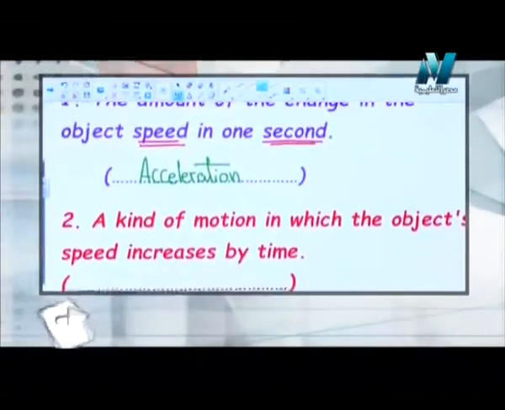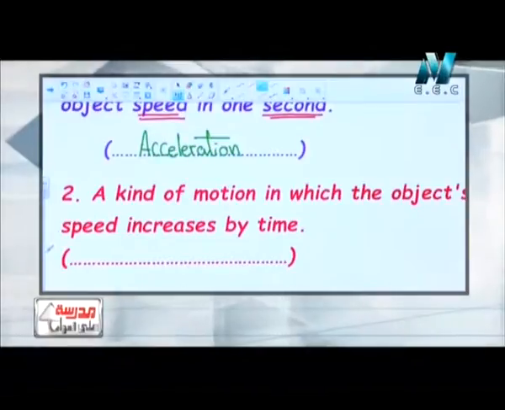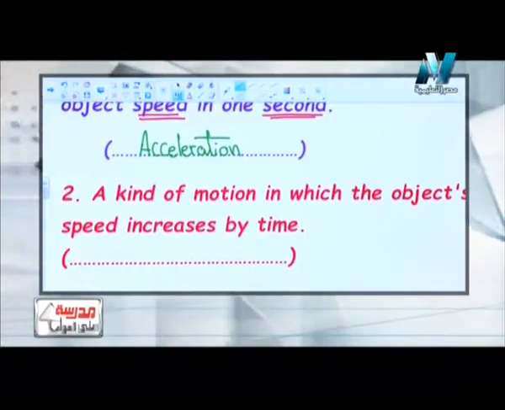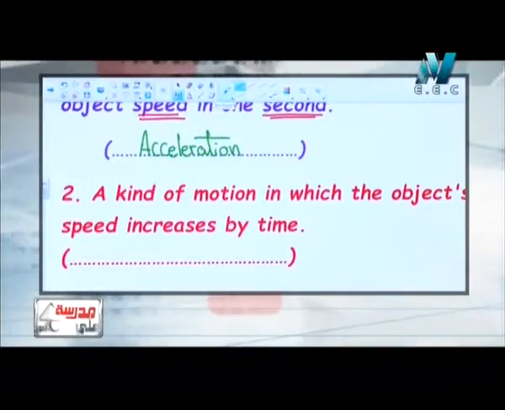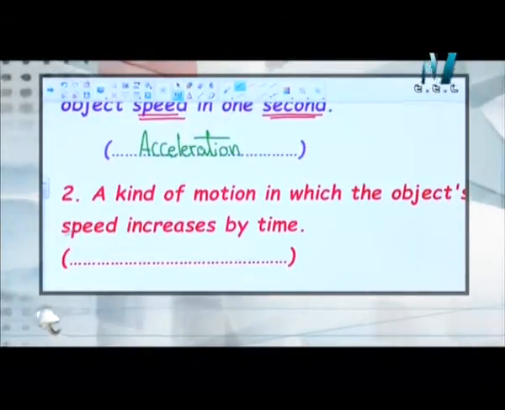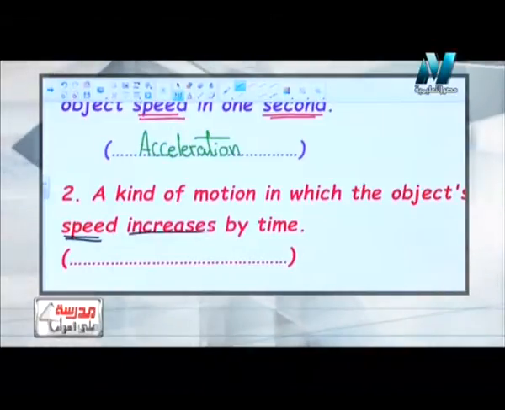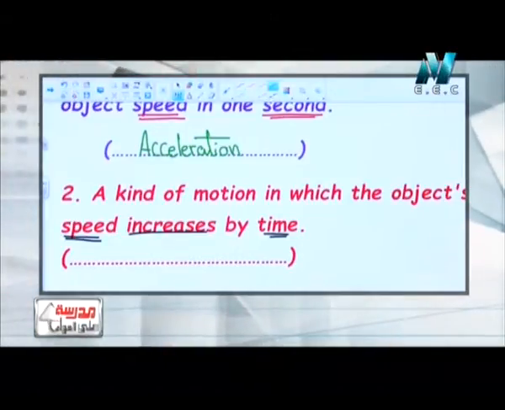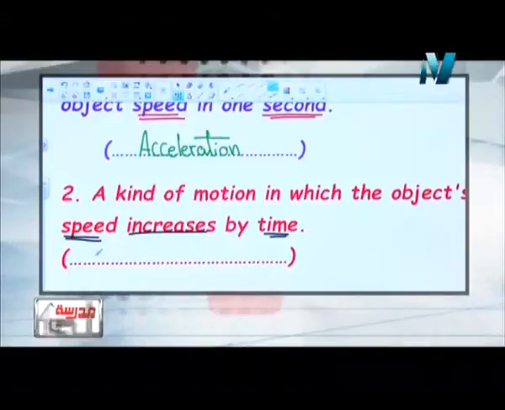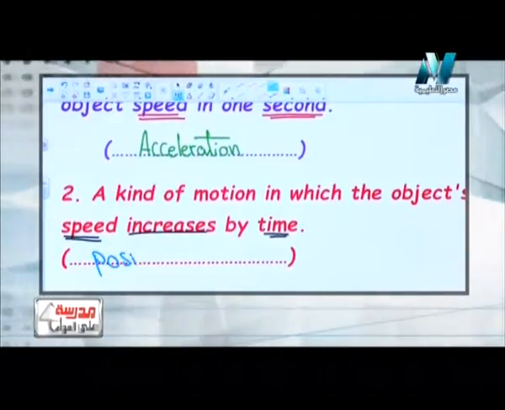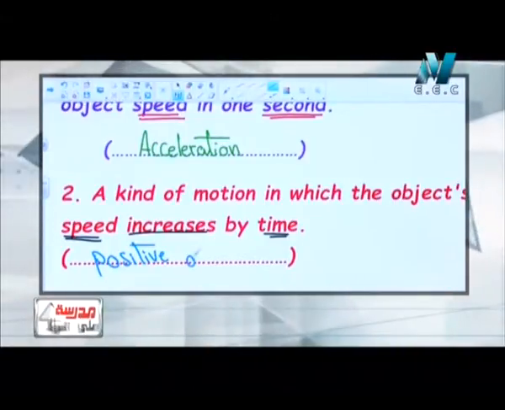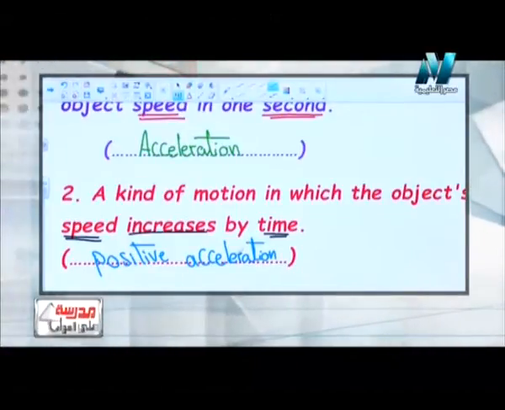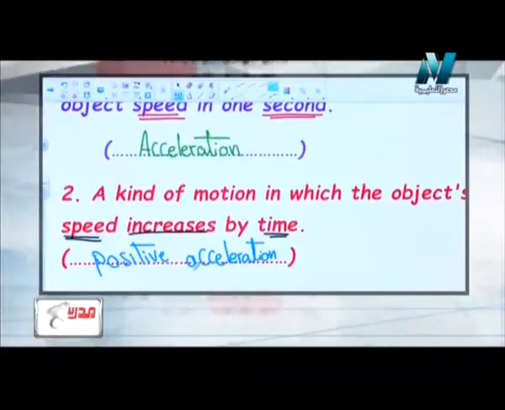Okay. A kind of motion in which the object's speed increases by time. We have speed increases, and time. So what do we describe here? We describe increasing acceleration or positive acceleration. Positive acceleration. Okay.